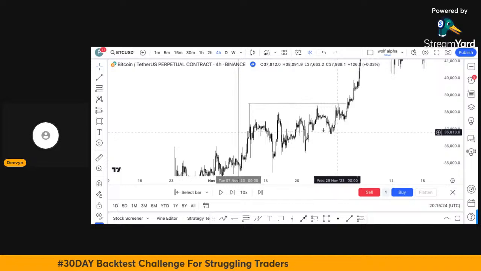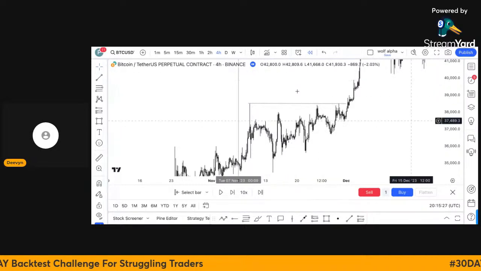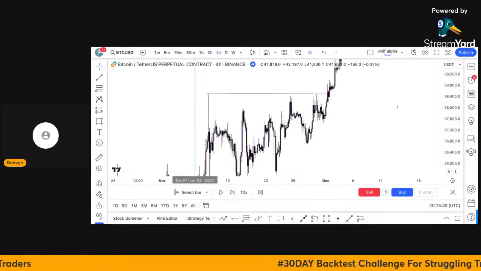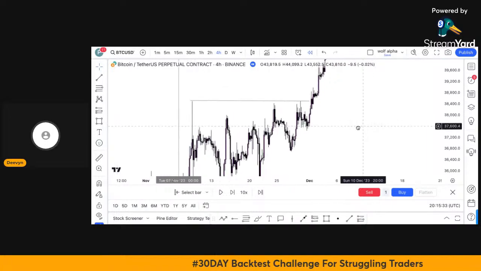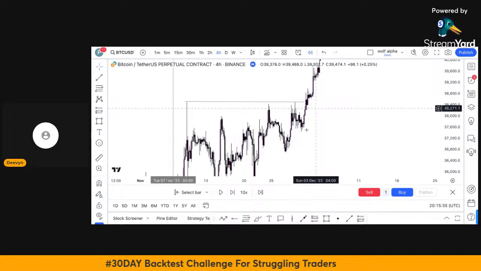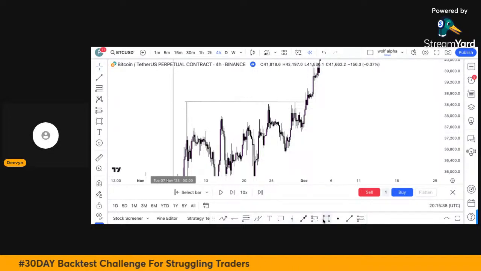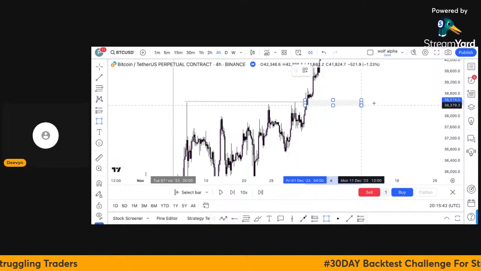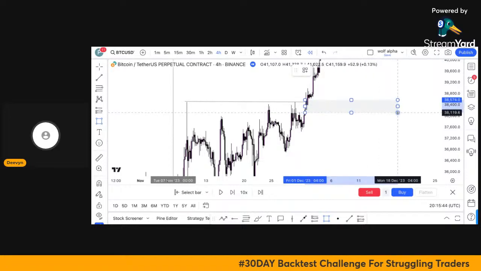Now, one next thing to also note is I'm seeing price presenting us with a clear order block internally on the 4 hour time frame.